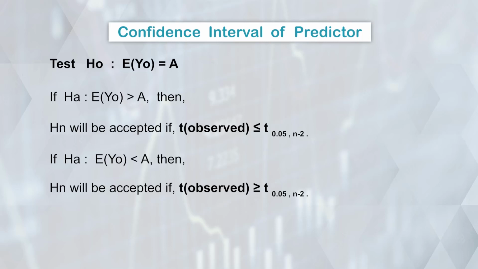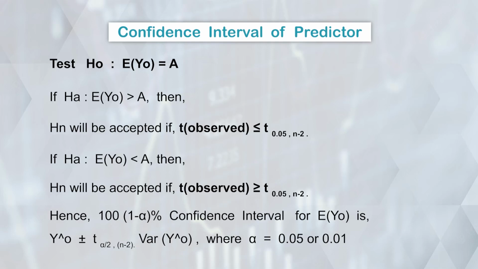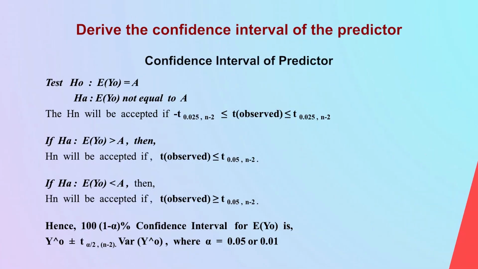So based on all this, we can set up the 100 times (1 minus alpha) percent confidence interval, and we can see that the predicted value Y0 hat will be plus minus t, where we go by the two-tail test, and we write the variance of Y0 hat as it is. So alpha can be 0.05 or can be 0.01.